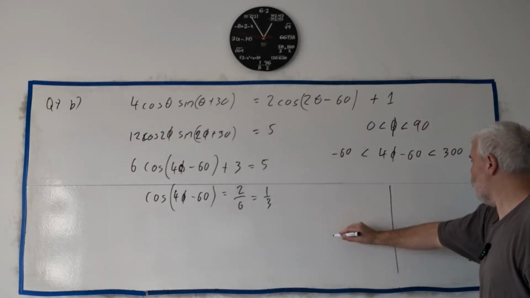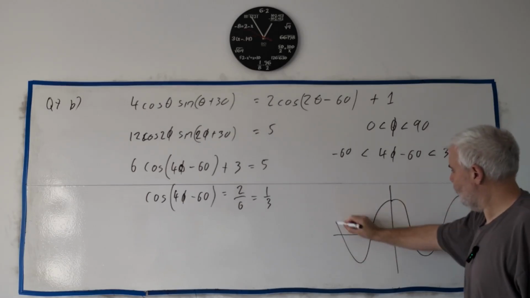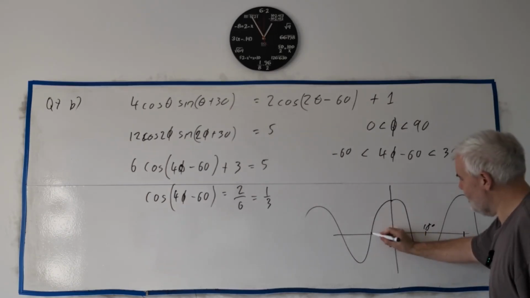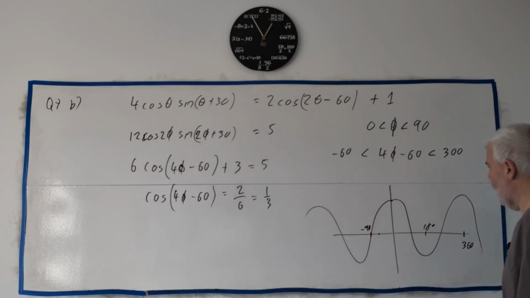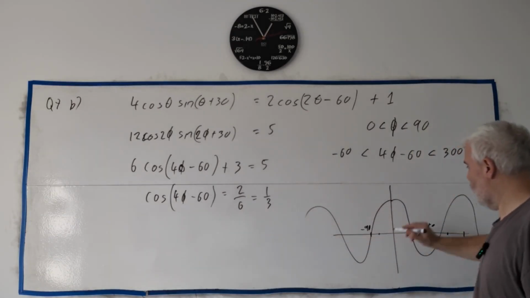To help do that, let's draw it. Cosine looks like this. This here is 360, 180. So where's minus 60? This is minus 90. Minus 60 is somewhere here. Where's 300? 300 is, I guess, somewhere here. And what are we looking for? We're looking for when it equals a third.